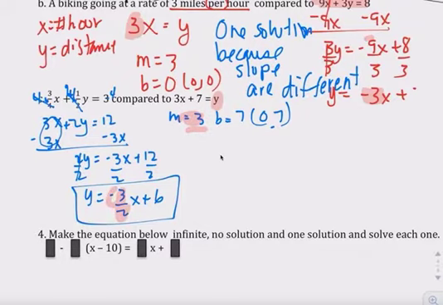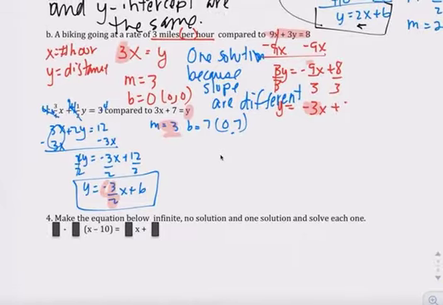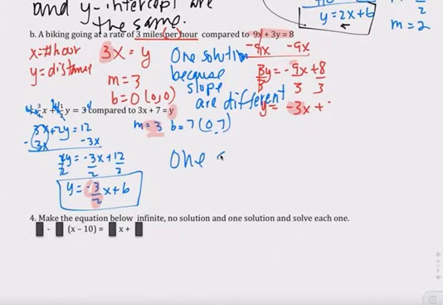Slopes are different, so one solution. The slopes are different. That means they're going to meet somewhere. They're going to cross because the slopes are different.